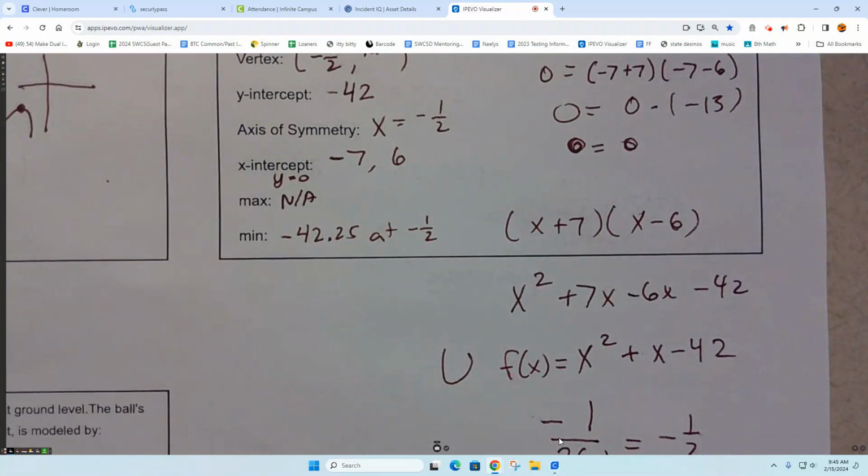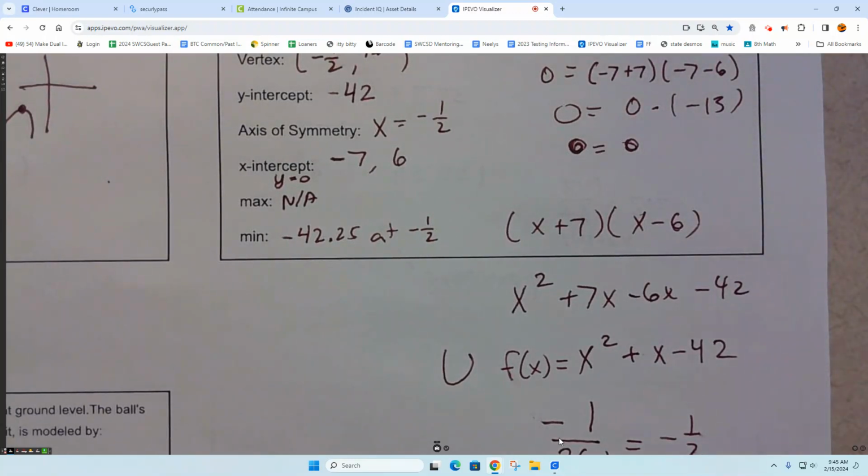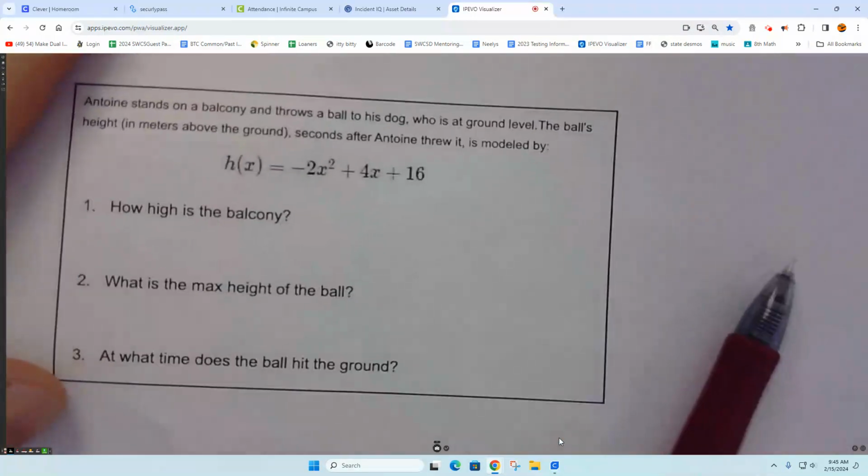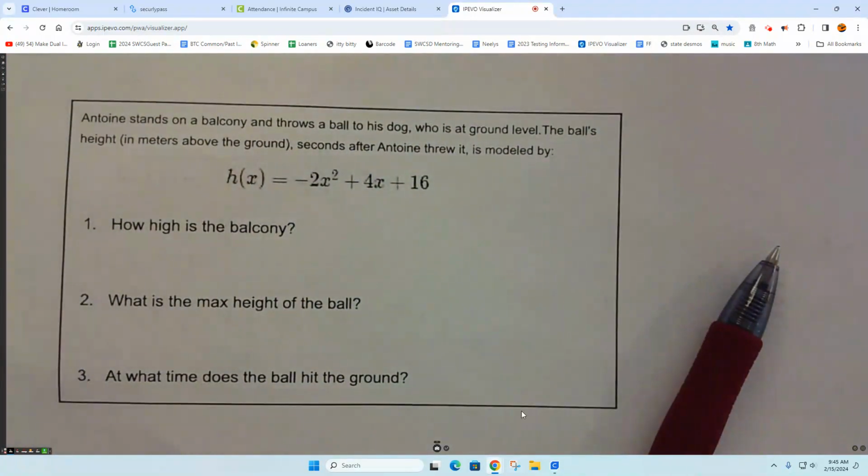You okay? Did I hear a question? Okay. So, word problems. With word problems, we're really going to be using Desmos to kind of explain the graph. That is part of the expectation with that.